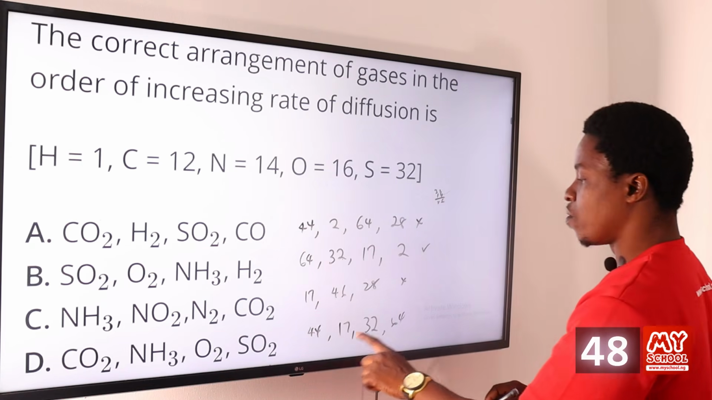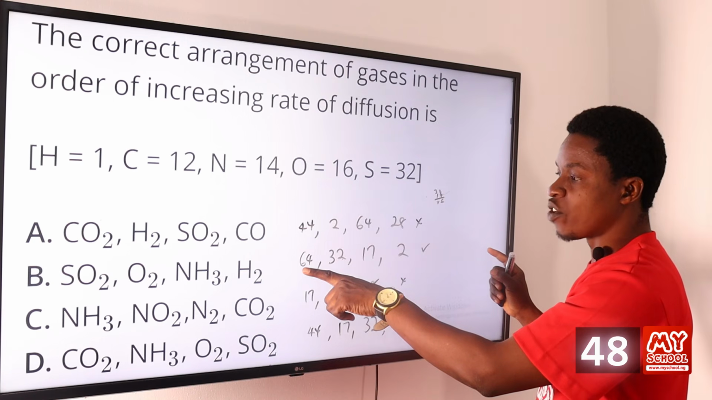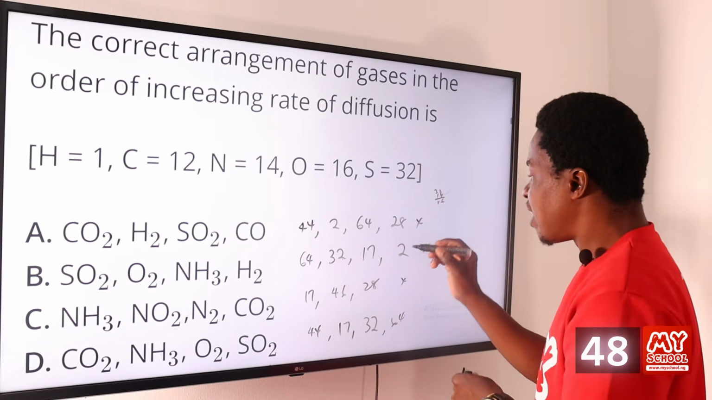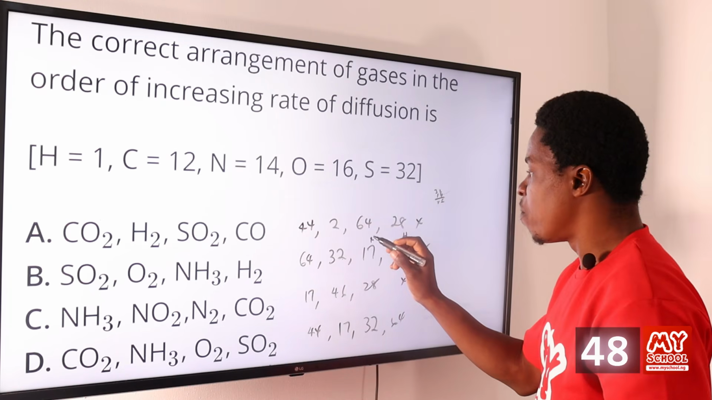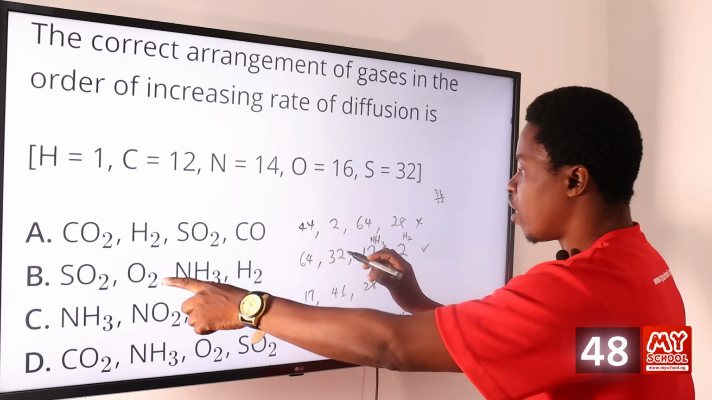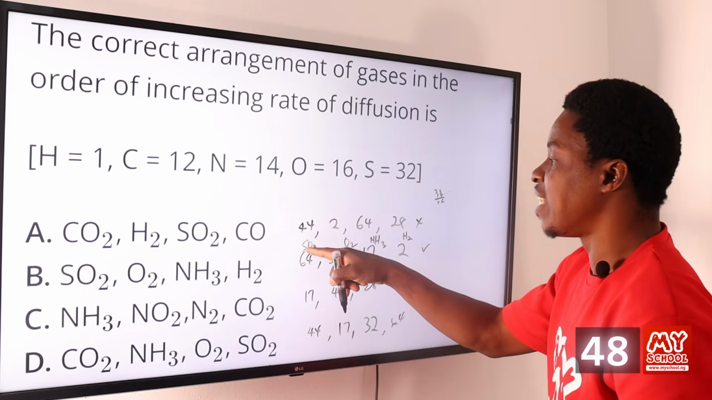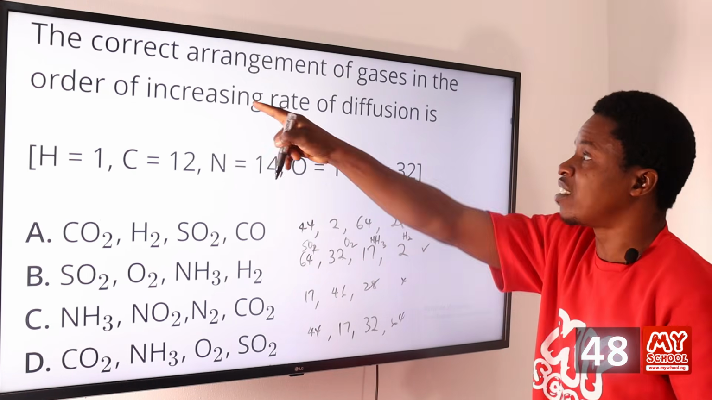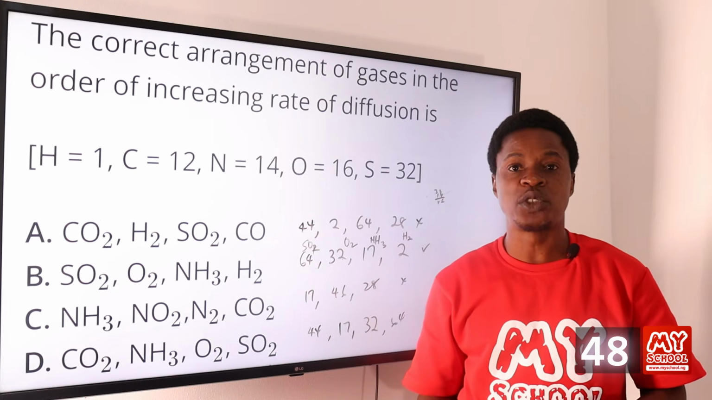So we have this higher, this lower, this higher. If you look at it, from the highest, this has the highest molecular mass or molar mass, followed by this, followed by this, followed by this. So the one that has the least will have the highest rate of diffusion. Hydrogen has the highest rate of diffusion here, followed by ammonia, followed by oxygen, followed by SO2. So this one has the least rate of diffusion, followed by this, followed by this, and this one has the highest. In increasing rate of diffusion, it is this. So the correct answer is option B.